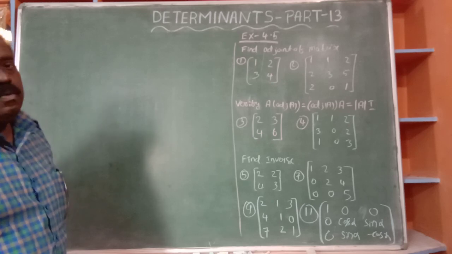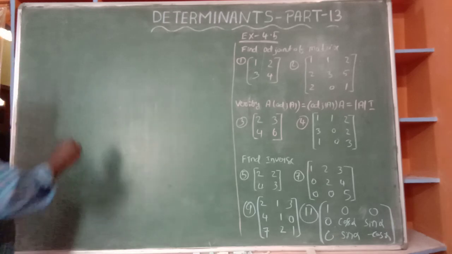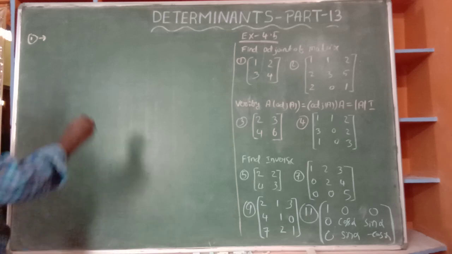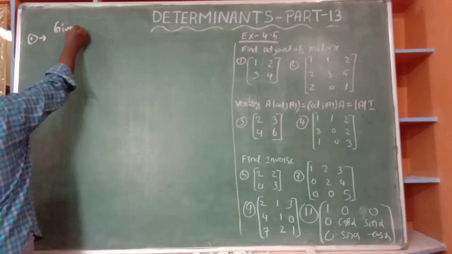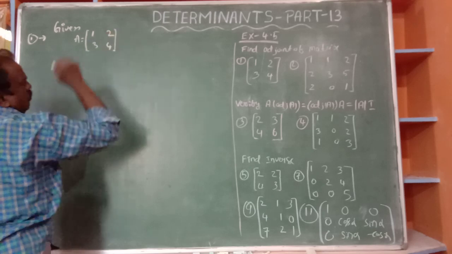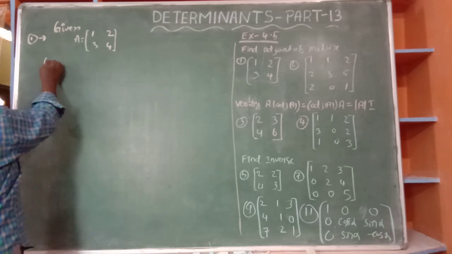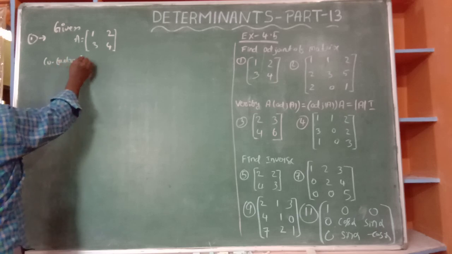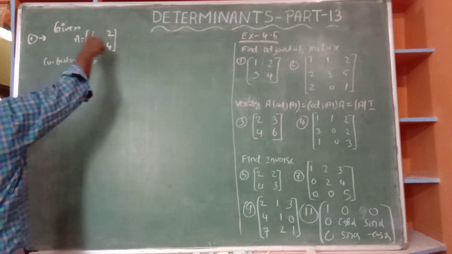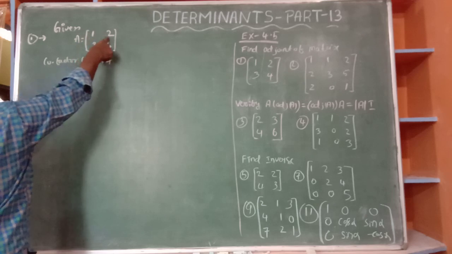Now we are going to do exercise 4.5, the fifth exercise. This exercise is important. First, the solution. We have to find the adjoint matrix. Given A is equal to 1, 2, 3, 4. We have to find the adjoint here. First find the cofactors. Cofactor of 1: you delete the row and column, we get 4. That is plus. Okay? Minus, like that.